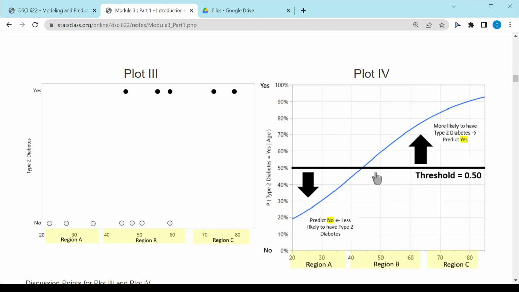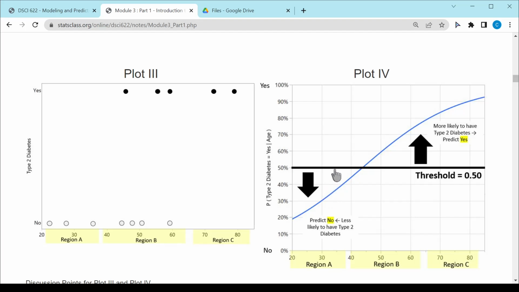How do we make predictions using this logistic curve? Well, if I'm more likely to end up having diabetes than not, so when the predicted probability gets to that 50% threshold or higher, I'm going to predict them as having diabetes. When the predicted probability, again the blue line here, is less than 50%, then I'm going to predict them not to have diabetes.